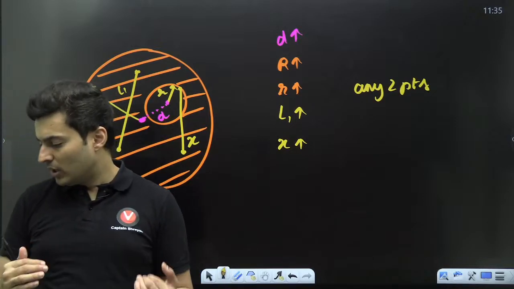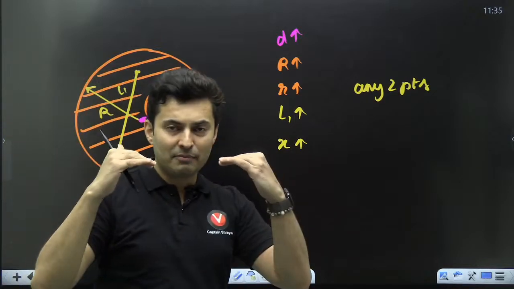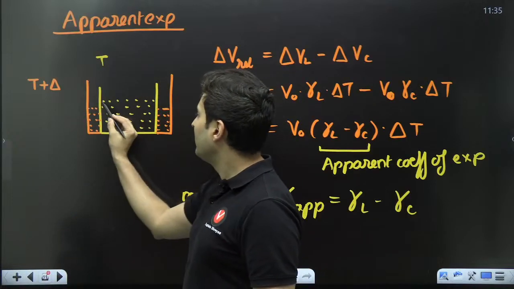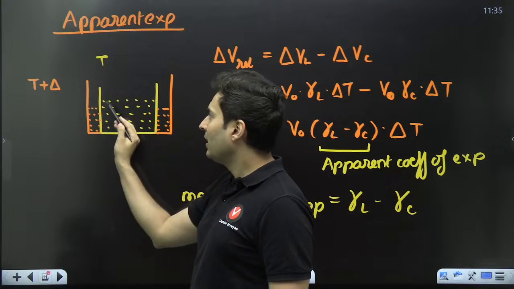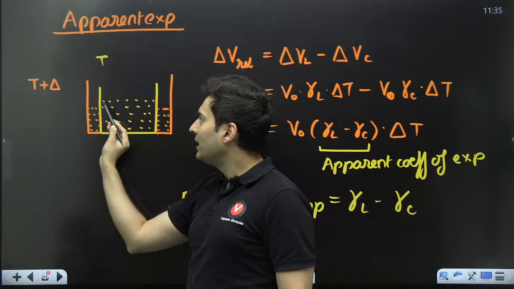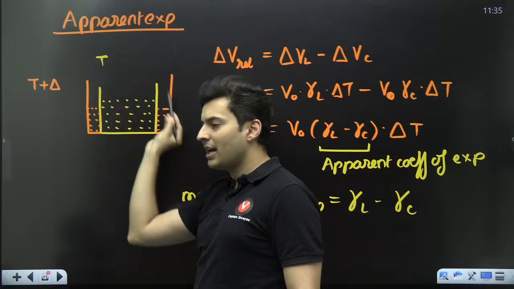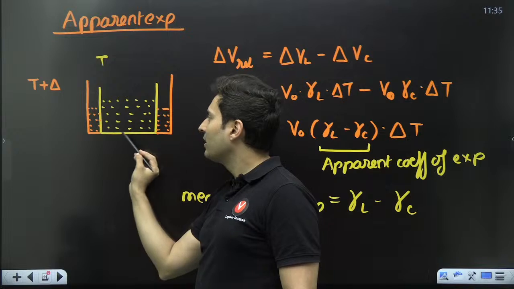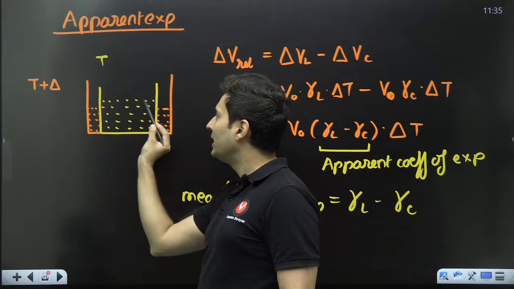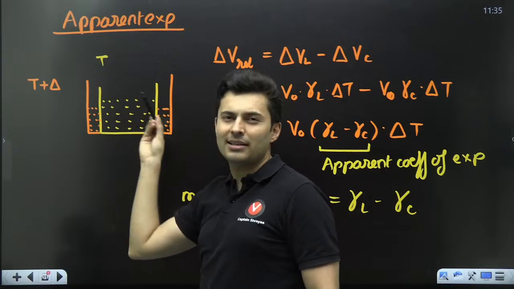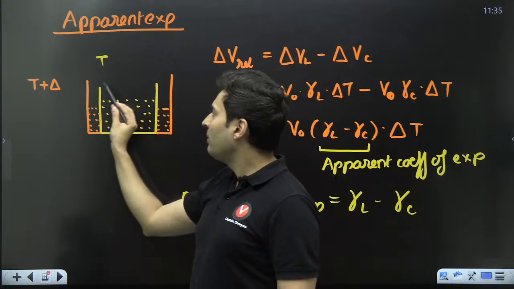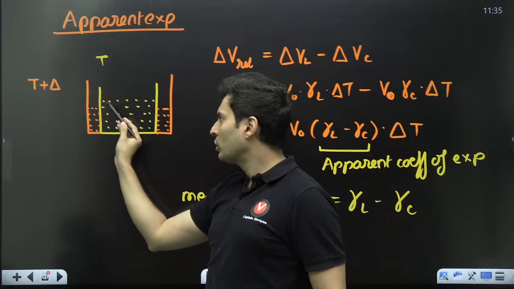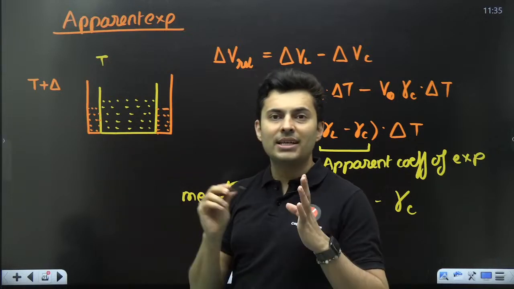Here, I am taking V0 as the volume which was marked when the liquid was filled. When the liquid is filled in this container, V0 is the volume of the liquid only till here, not the entire volume of the container, because this part only has air. I'm not bothered about that. Maybe it is a 1 liter container and only 200 ml is filled, so 200 ml is the volume which I'm considering.